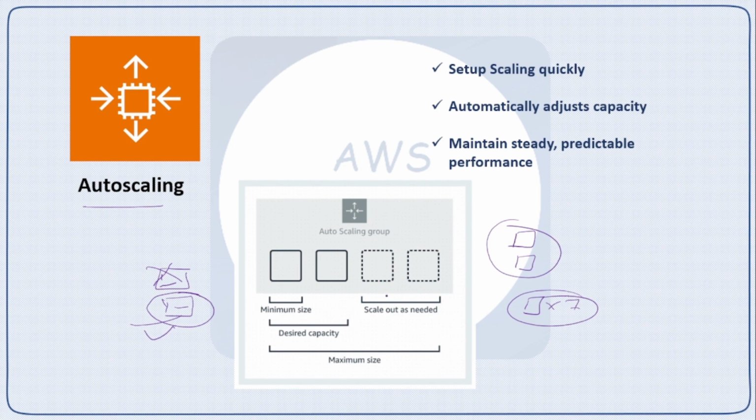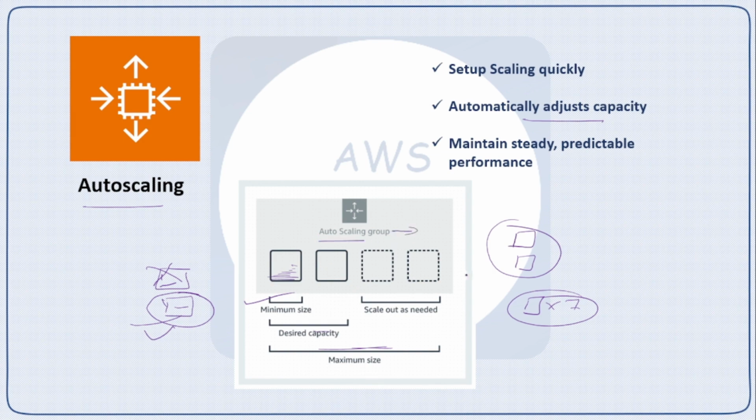So auto scaling helps you automatically adjust the capacity. Once you enable auto scaling, you can define the minimum capacity, that means the minimum number of instances that you want. You can define the maximum capacity, that means auto scaling will happen up to that number, and the desired capacity, that is the ideal number of instances that you want to run all the time. Here's how it works, I'll touch upon that.